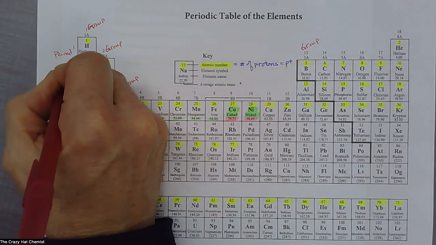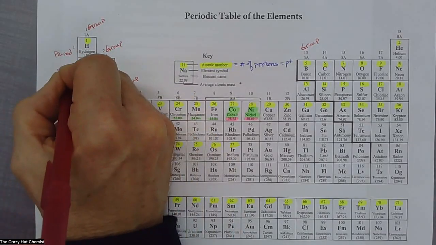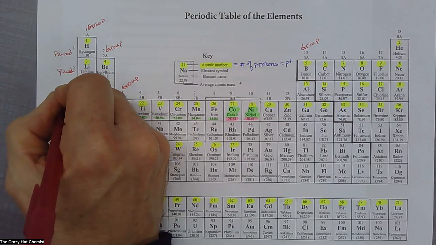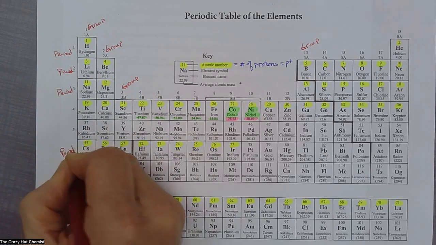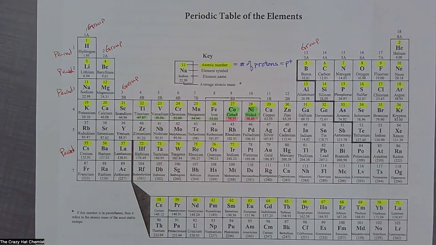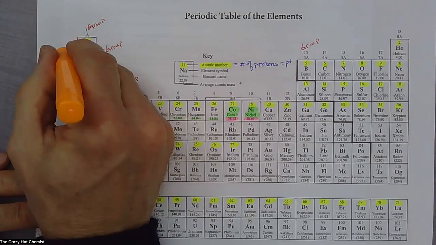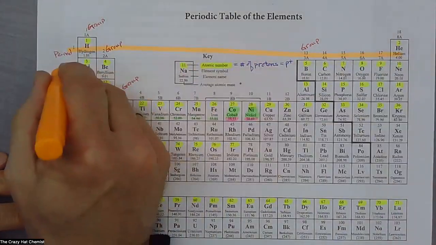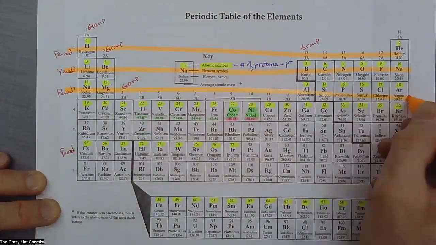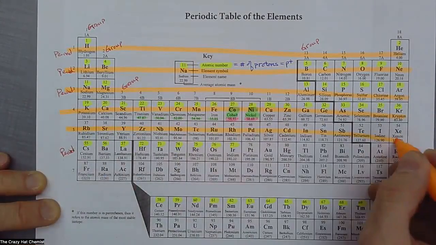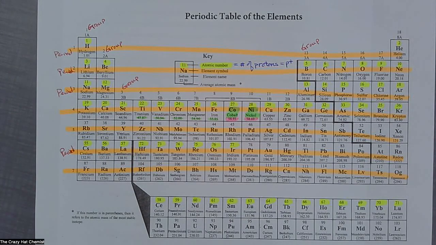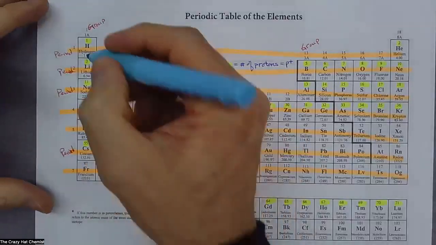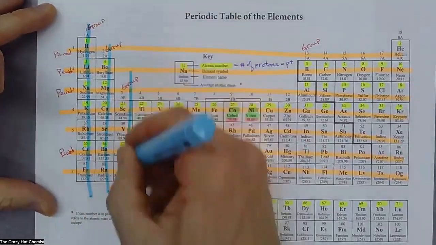Period, period, excuse me, period, period. So that means that the periods on the periodic table are these horizontal sections of the periodic table. And there are 7 periods in our modern periodic table. Those are periods. Groups on the periodic table are vertical columns. These are groups.